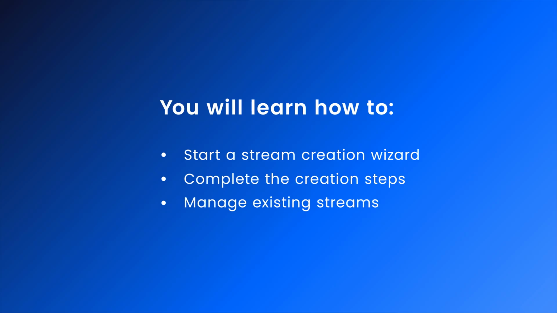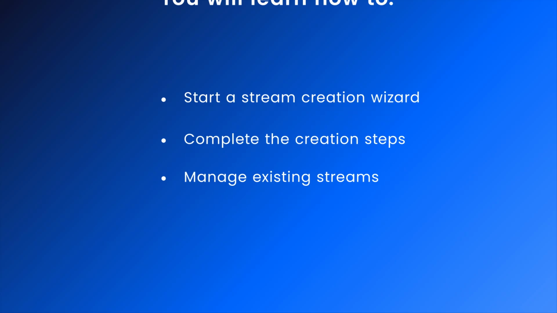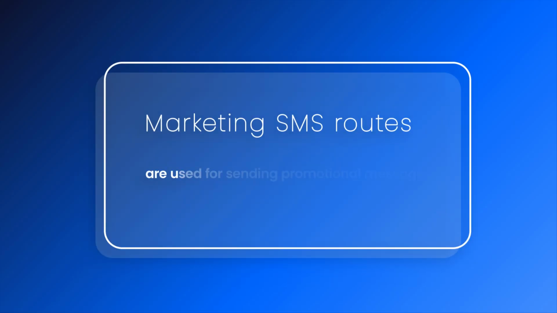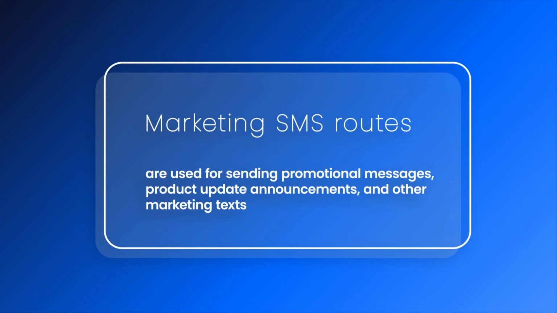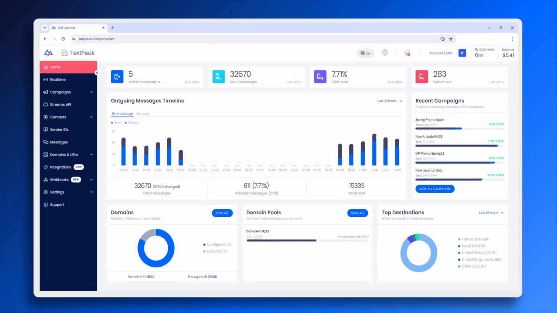Streams API in TextPeak provides several SMS route types. Use marketing routes to send promotional messages, product update announcements, and other marketing texts to your customers. You can refer to a guide about route types before starting with the API. If you pursue a marketing goal, get started.